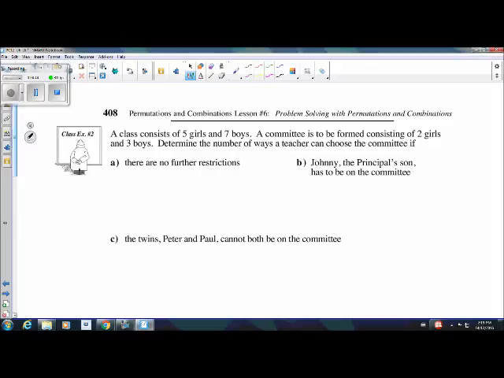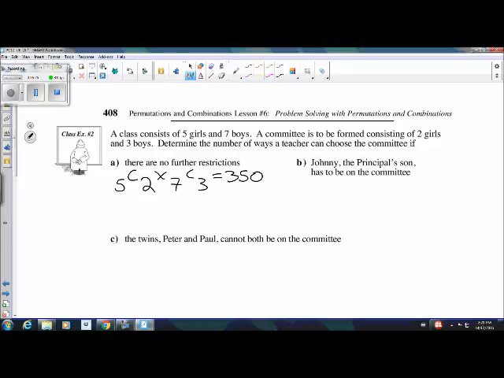So we need to decide whether this is a permutation or a combination. Here we are just forming a committee of 2 girls and 3 boys. It doesn't say anything about giving each one a specific position or that choosing Amelia before Lacey is going to make a difference. So we know that this is a combination. So I need to choose 2 girls from 5, so 5 choose 2, times 3 boys out of 7. So this gives me 5 choose 2 times 7 choose 3, which is 350.